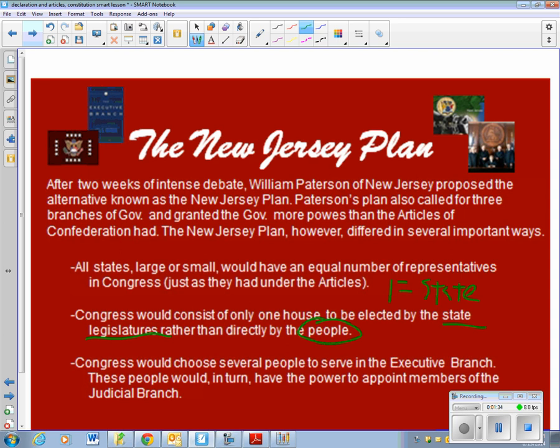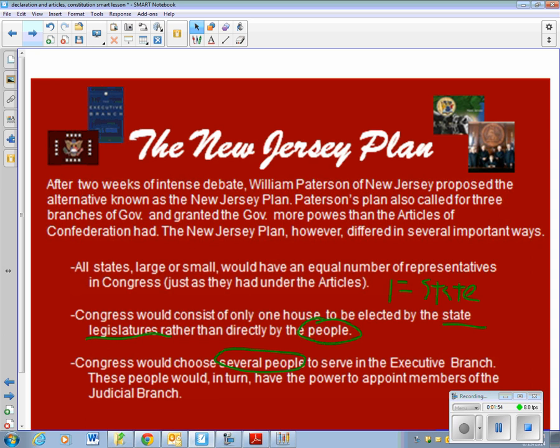So Congress would then choose several people to serve in the executive branch. We kind of take for granted that we only have 1 person in the executive, but they said we're going to have several people to be responsible for enforcing the laws. They figured power in the hand of 1 person would be a little too corrupt, but that if they spread it out, it might be a better check. Then they would appoint people to the judicial branch that way.